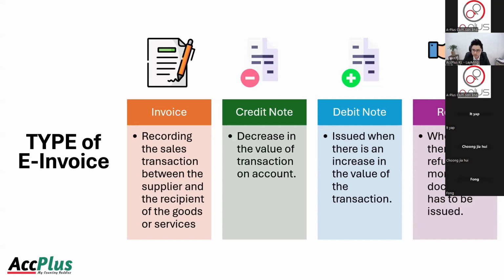Now for the refund note, it means when you raise the invoice for 100 ringgit and you have collected the 100 ringgit already, but somehow you have to reduce your transaction amount, and you need to refund the amount to your customer, like let's say 20 ringgit. So you have to issue the refund note, which is the number 4, this one.